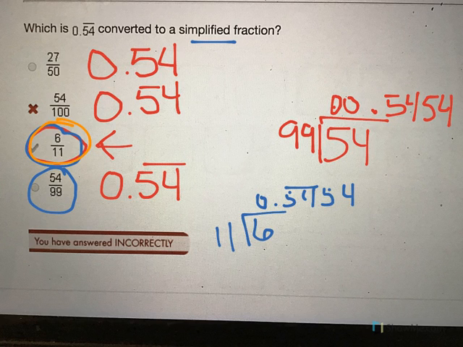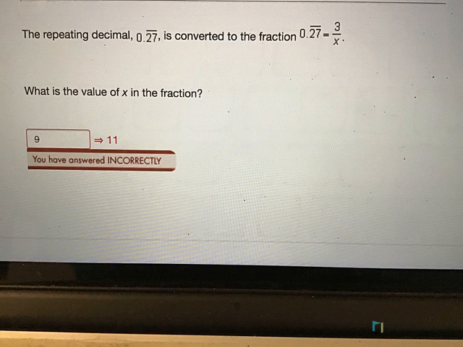So again, how do you turn a fraction into a decimal? Divide the numerator by the denominator. Check it with your calculator, or just do it with your calculator. The reason 6 over 11 is your answer, as opposed to 54 over 99, which both give you 0.54 with the bar above it, is that this one right here is simplified, so that's your answer.